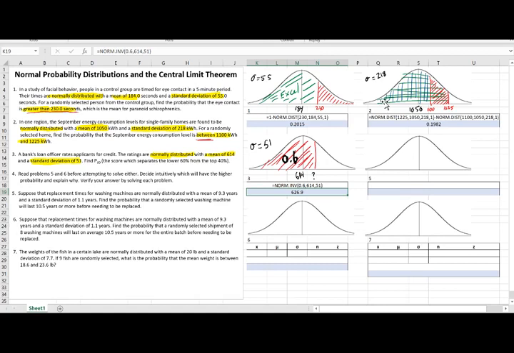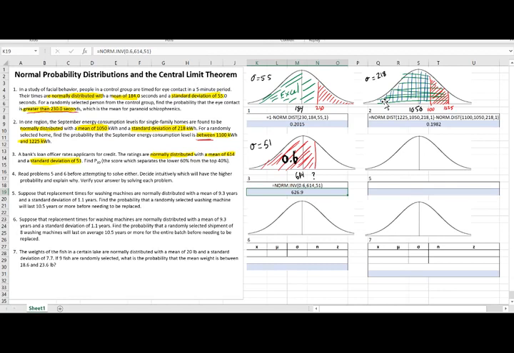So for number 4, there's nothing to calculate here. Number 4 just says read problems 5 and 6 and explain which problem, number 5 or number 6, they're both relating to the same scenario. Would you expect a higher probability in number 5, or would you expect a higher probability in number 6? Now let's think about this before we do any calculations.